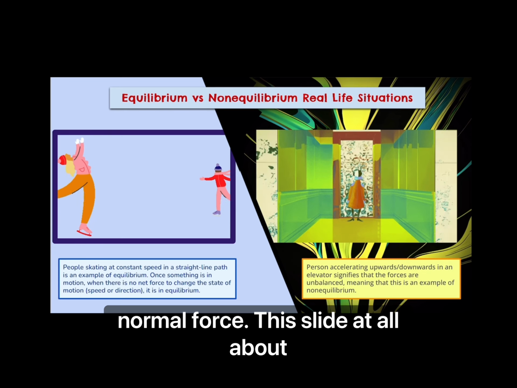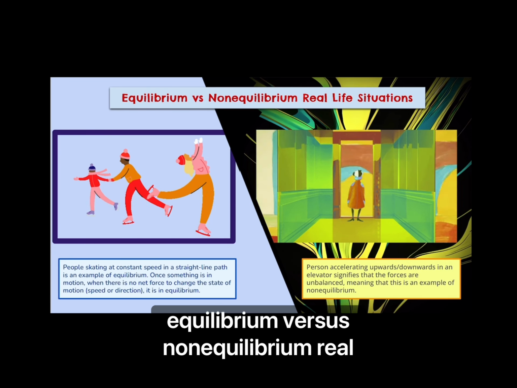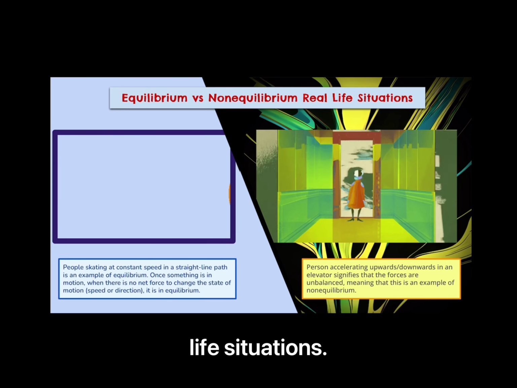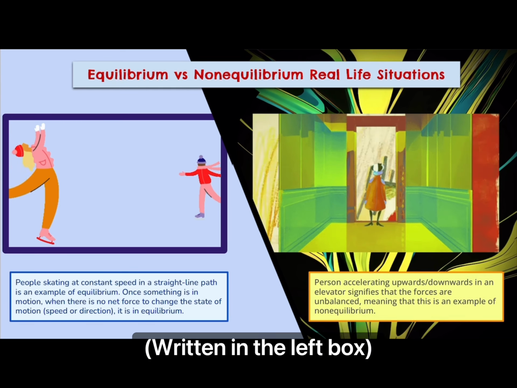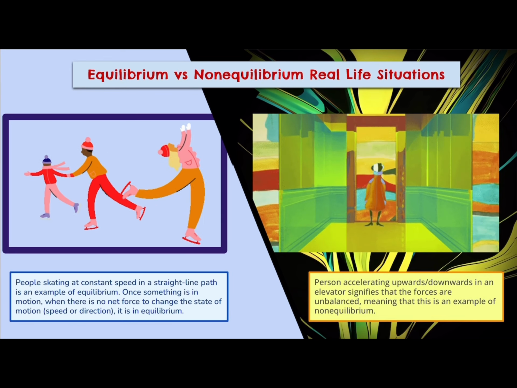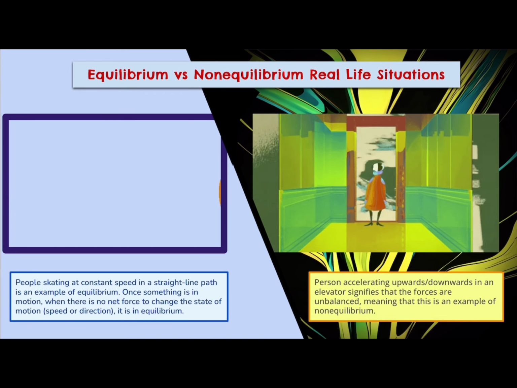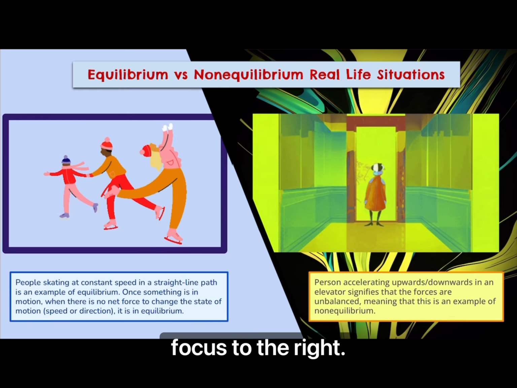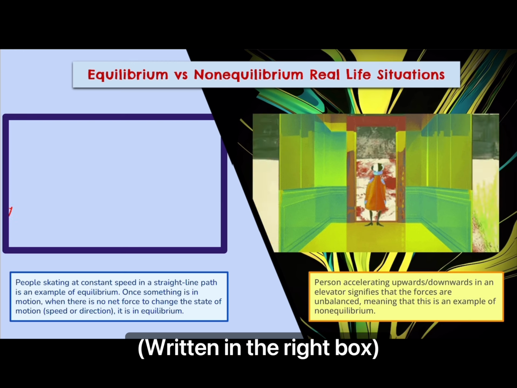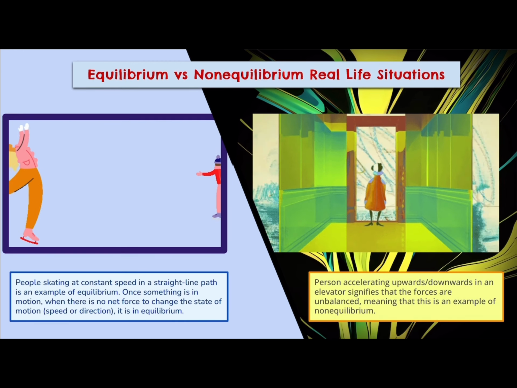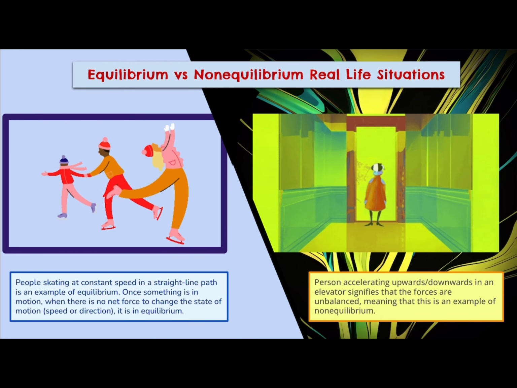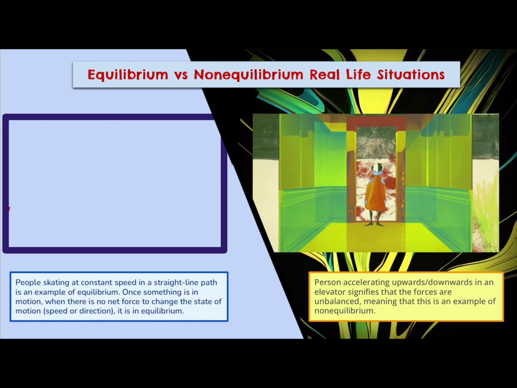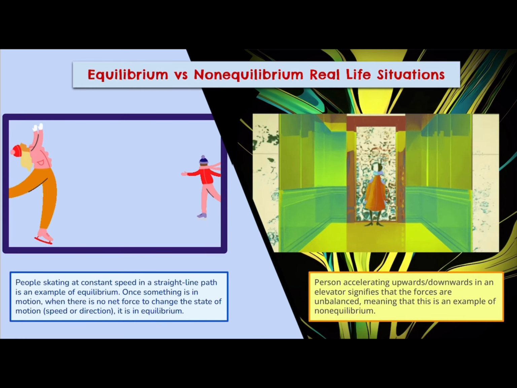This slide is all about equilibrium versus non-equilibrium real-life situations. People skating at constant speed in a straight-line path is an example of equilibrium. Once something is in motion, when there is no net force to change the state of motion, it is in equilibrium. Now let's focus to the right. A person accelerating upwards or downwards in an elevator signifies that the forces are unbalanced due to acceleration, meaning that this is an example of non-equilibrium.